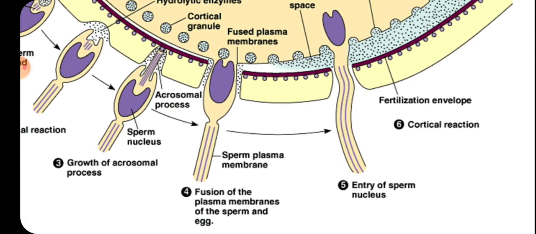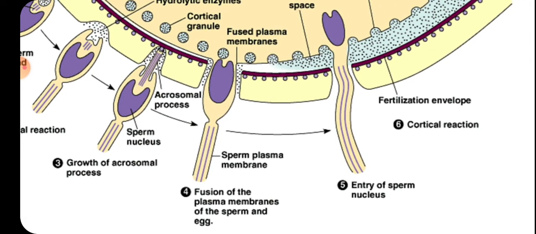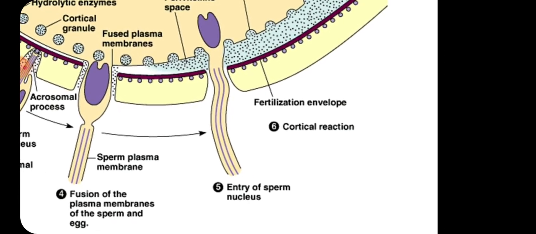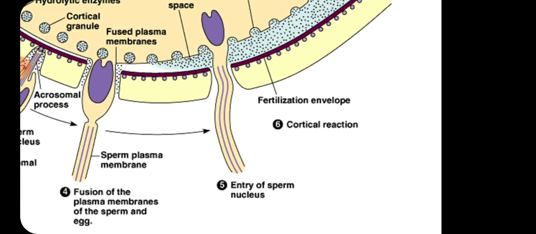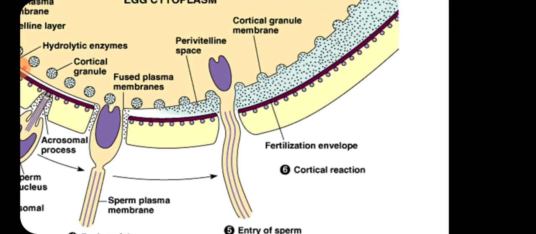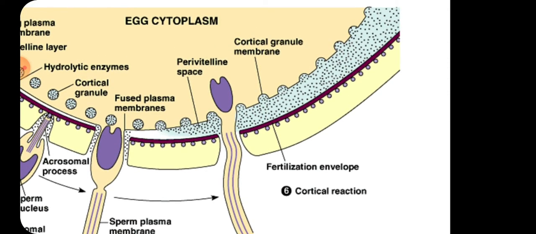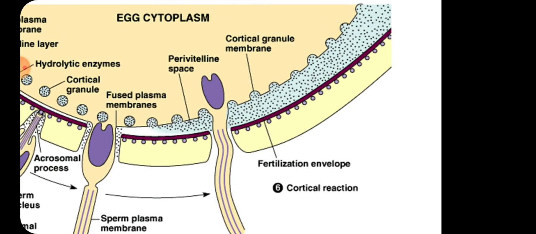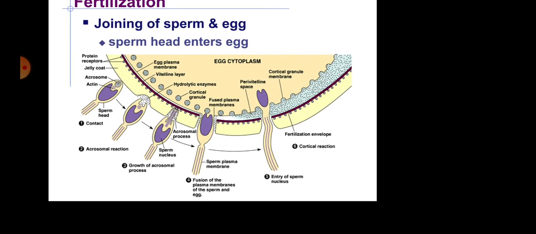The fourth stage is the fusion of the plasma membrane of the sperm and egg. The fifth stage continues as the entry of sperm nucleus into the egg. The sixth stage is the cortical reaction, where cortical granules release. The granules form a thick membrane, which is the fertilization envelope, which shows that the fertilization has occurred. No further entry of sperms is possible.